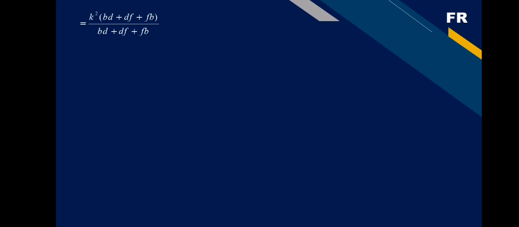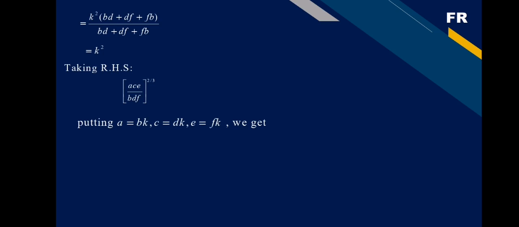By taking k square as a common factor, we will be left with bd plus df plus fb, which is similar to the expression in the denominator, so they will cancel out each other and we will be left with k square. Similarly, taking right hand side, what is right hand side? Our right hand side is (ace by bdf) whole power 2 by 3. Putting the values of a, c and e, we just get (bk into dk into fk) whole divided by bdf. Here we will just multiply bk, dk and fk to get bdf into k cube.